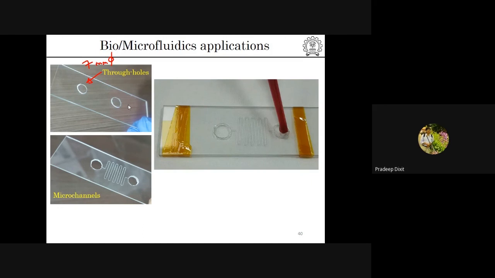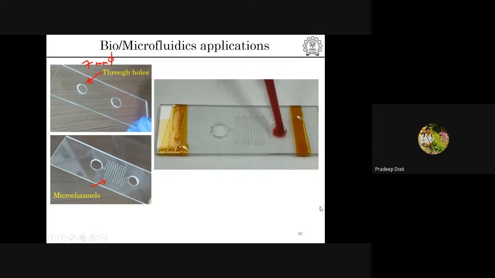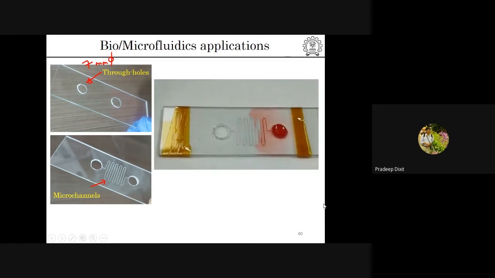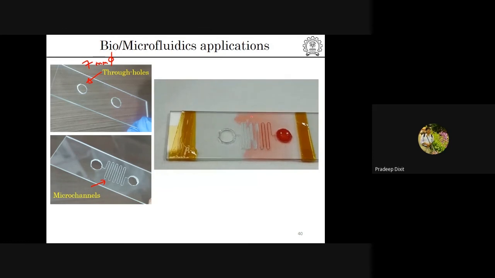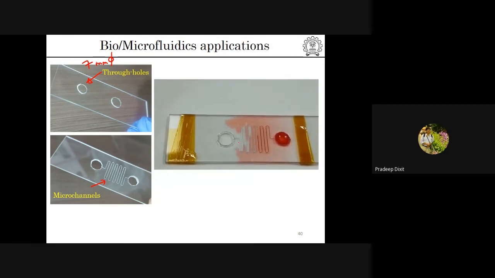We first created this kind of through hole, and we created a channel also. We have come out with this kind of simple device, and just to test it, let me show you that testing. We have an ink. Let me show you quickly. We have dropped the ink. Now you can see clearly that the fluid is basically moving. Right now, remember, let me just show you first.